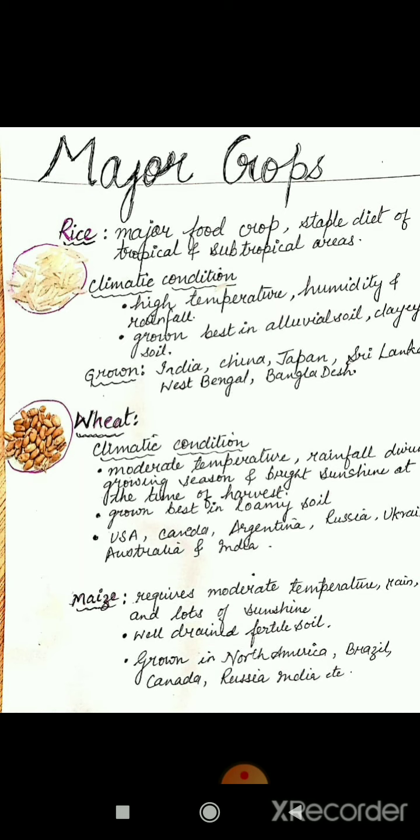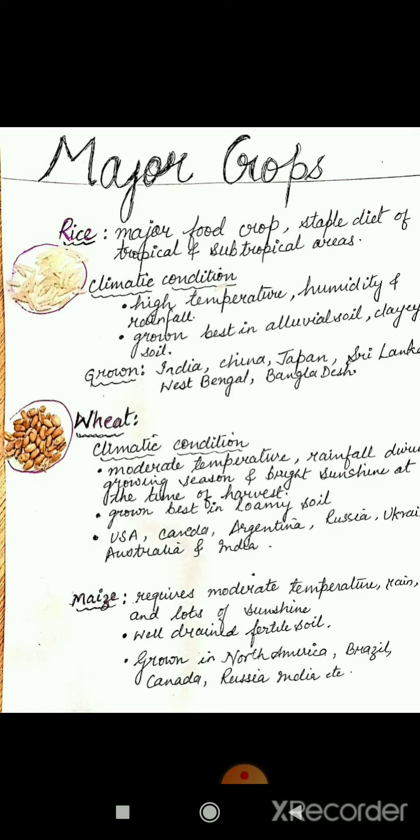Next crop is your wheat. The climatic conditions which are required for the growth of wheat: it requires moderate temperature and rainfall, rainfall during the growing season, and bright sunshine at the time of harvest. It is best grown in well-drained loamy soil. And wheat is grown extensively, means बहुत ज़्यादा, in USA, Canada, Argentina, Russia, Ukraine, Australia, and India. In India, it is grown in winter.